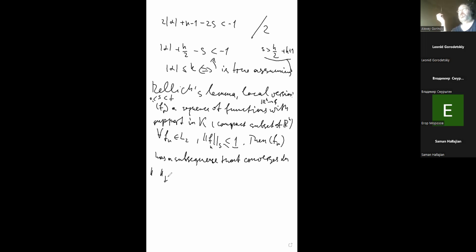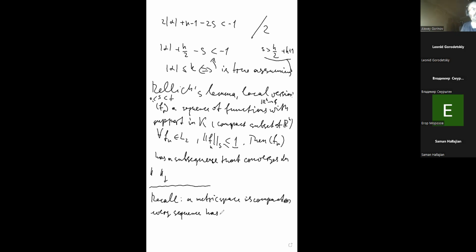Now, what does this have to do with compactness? Let's recall a criterion for compactness in metric spaces. There are several criteria, but we'll need one. A metric space is compact if and only if every sequence has a convergent subsequence.